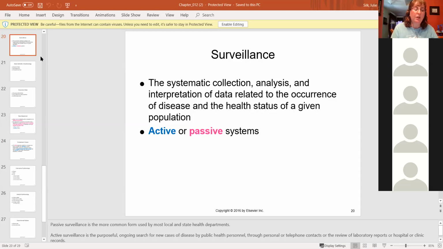So passive surveillance is a more common form and is used by most local and state health departments. Active surveillance is the purposeful ongoing search for new cases of disease by public health personnel through personal or telephone contacts or the review of lab reports or hospital or clinic records. So active surveillance would be you're looking a little bit more closely into certain other things to see if you can find out more about more people who might have it.